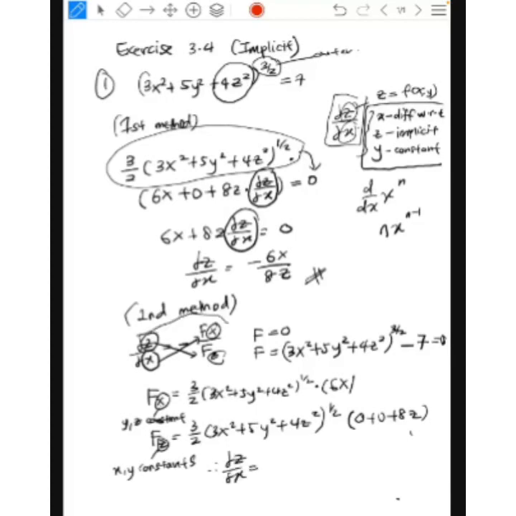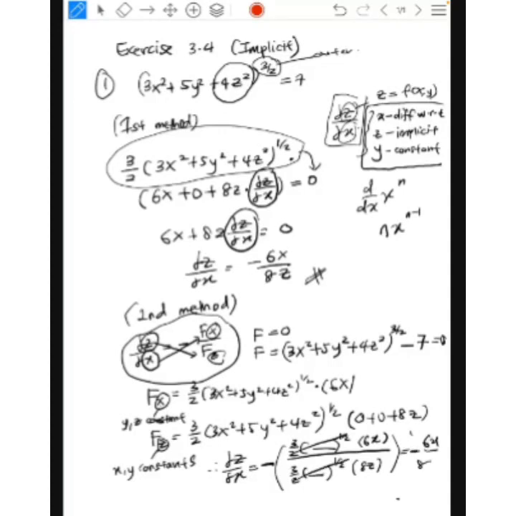just use this formula. Don't forget the negative. Students often forget the negative. So fx will be 3 over 2, 1 over 2, 6x over 3 over 2, whatever is in the bracket, 1 over 2, xz. Okay, so this one and this one you can actually cut out. So what's left is negative 6x over xz. Okay, which is the same as if you use the first method.